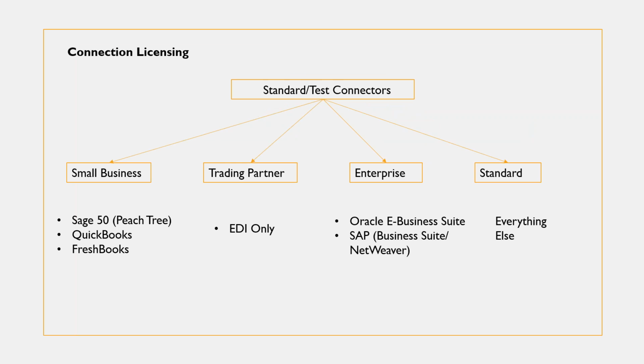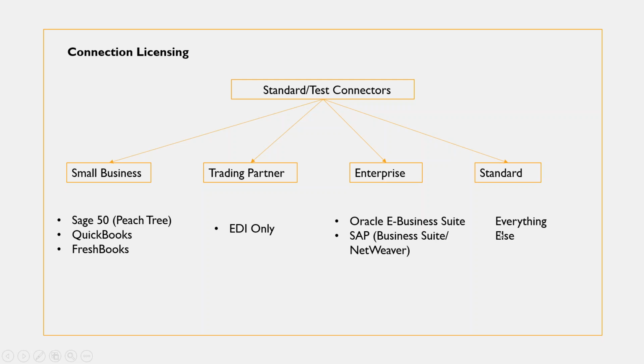Connection licenses, we have seen the standard and test connectors. They are differentiated as small business, trading partner, enterprise, standard, right? Here you'll see what connectors fall under small business: Sage 50, QuickBooks, FreshBooks. These fall under small business licenses. And trading partner is EDI only. Enterprise covers Oracle E-Business Suite and SAP. When you deploy processes with these connectors, enterprise licenses will be consumed, and for standard, everything else will consume a standard license, right?